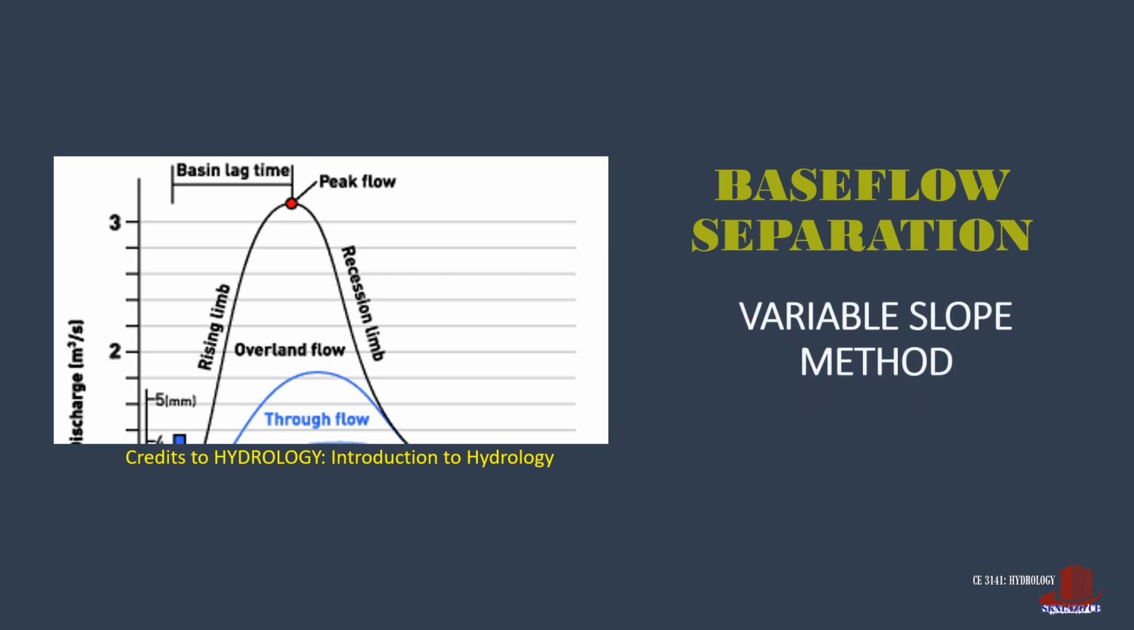The third approach in base flow separation is the variable slope method. Learn how this determines base flow here in hydrology.